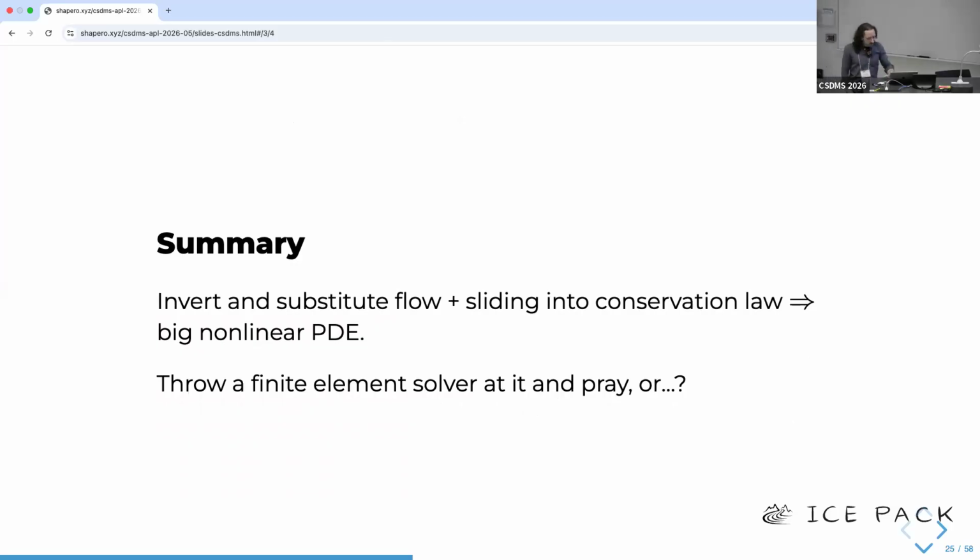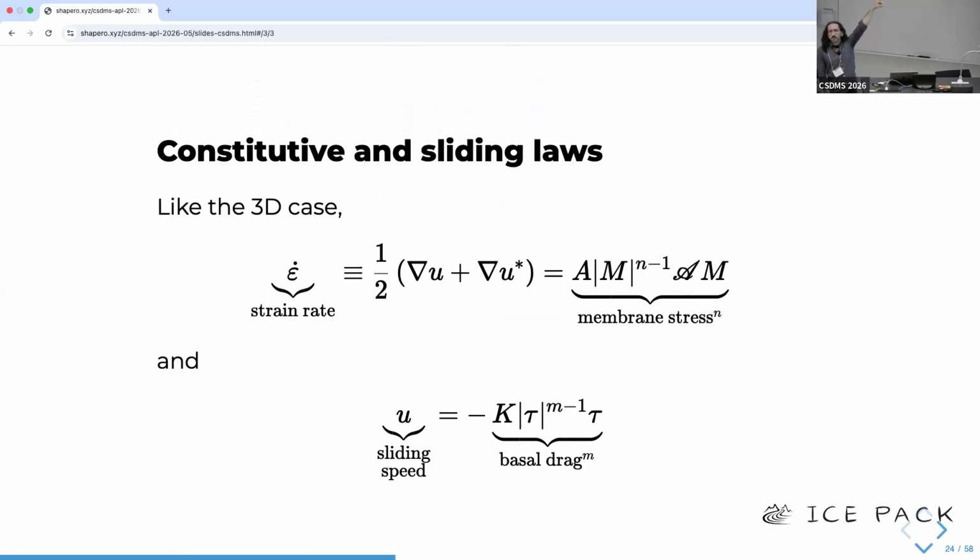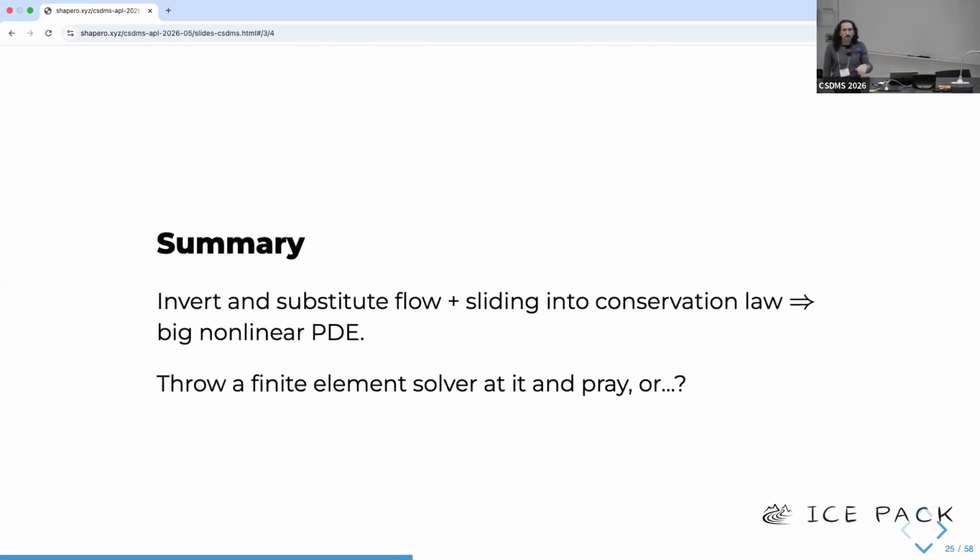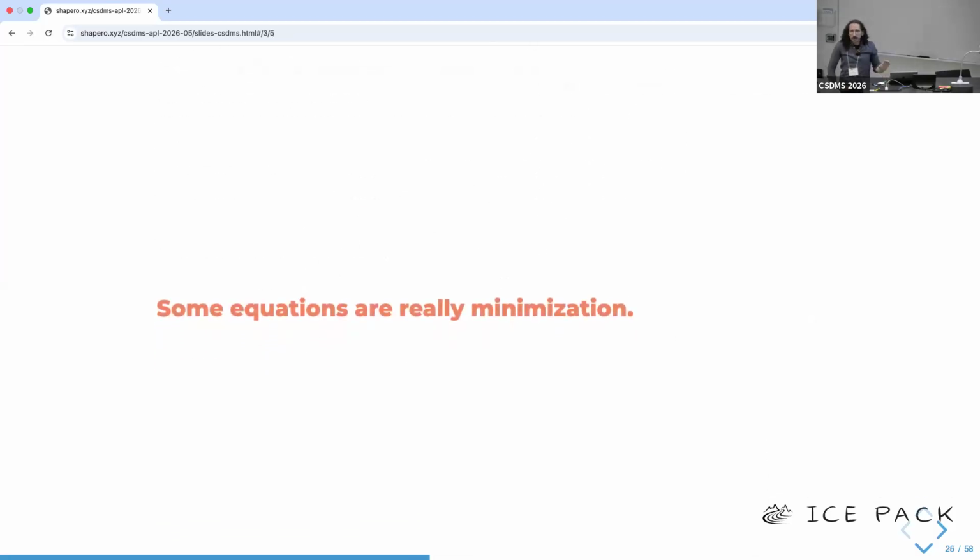So we invert those. We go back and isolate the membrane stress as a function of strain rate. We go back and isolate the basal drag as a function of sliding speed, shove those into the momentum conservation law, and put it in your finite element solver and utter a silent prayer that it converges. And that's good, right? Well, I submit that there's quite a bit more we can do.